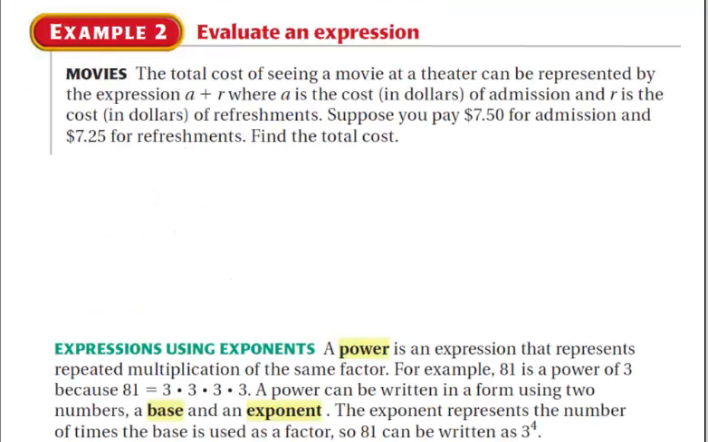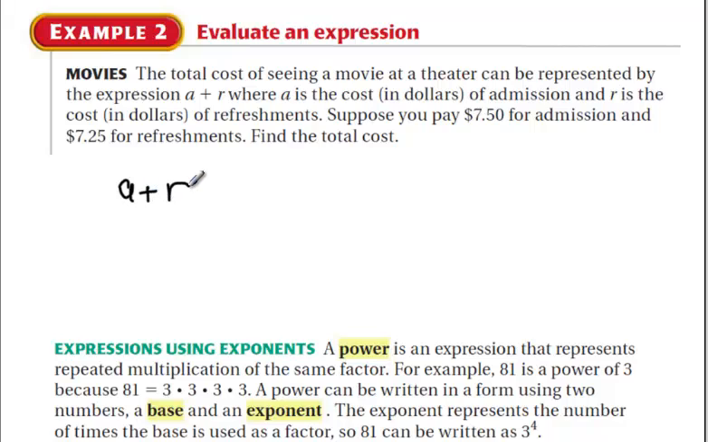In the second page, we have another example, which is a word problem. The total cost of seeing a movie at a theater can be represented by the expression A plus R, where A is the cost in dollars of admission and R is the cost in dollars of refreshments. Suppose you pay $7.50 for admission and $7.25 for refreshment. Find the total cost.